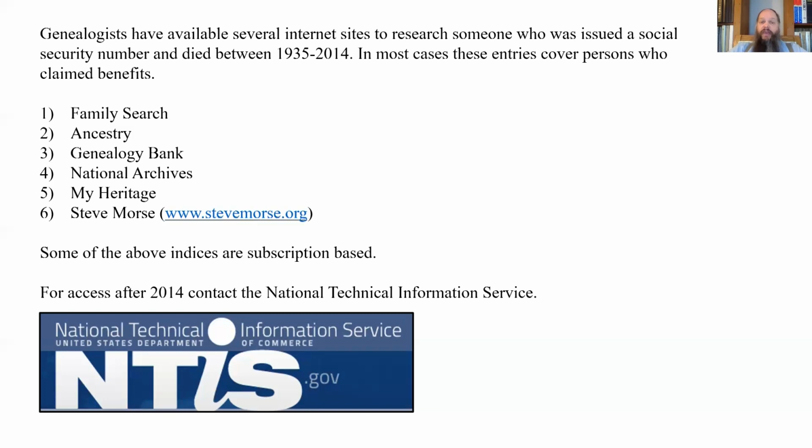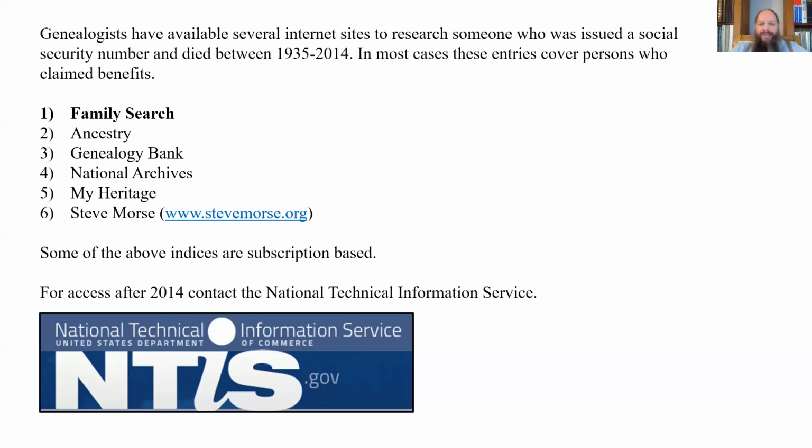To access anything after 2014, if you would have any need to look for descendants and you want to know someone who died after 2014, you must make contact with the National Technical Information Services as part of the United States Department of Commerce. Now, I don't have time in this short session to show you all of these databases just to give you an idea of how they work, but I do have time to share with you at least one of them. I'm going to share the example from FamilySearch.